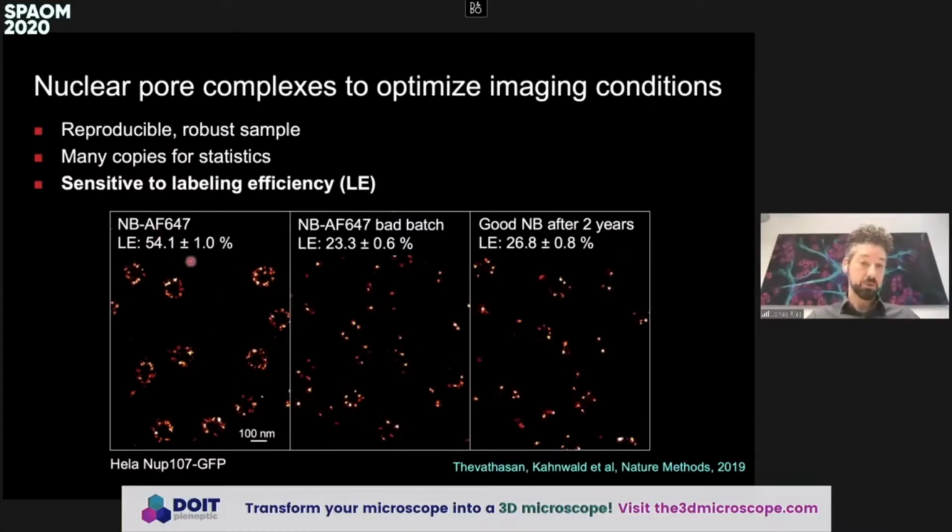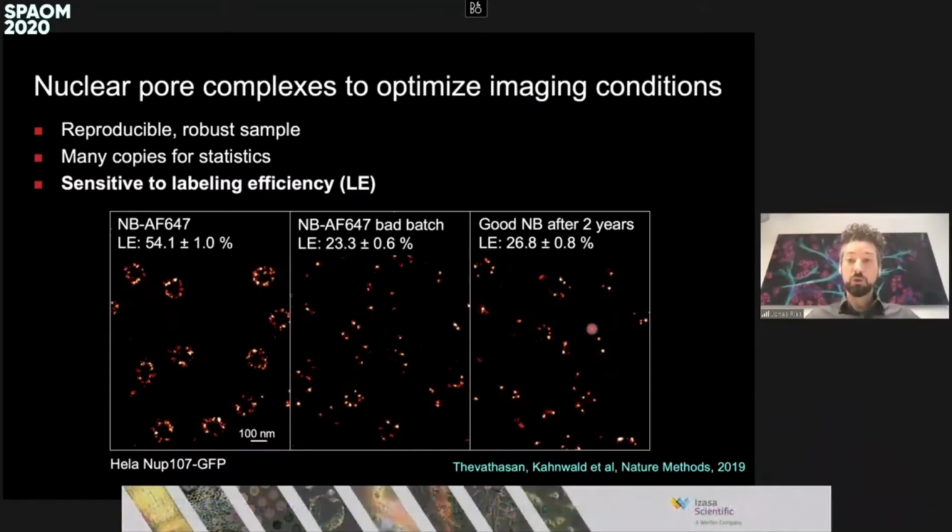So this is a good batch of nanobodies against GFP. This is a bad batch of nanobodies, and now we can put numbers to it, how good or bad our nanobodies are. And it turned out that even our good batch of nanobodies went bad after 2 years in the fridge. So now we really use this assay to regularly test if our labels are still acceptable.